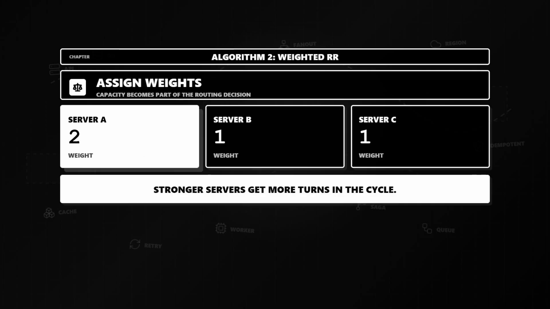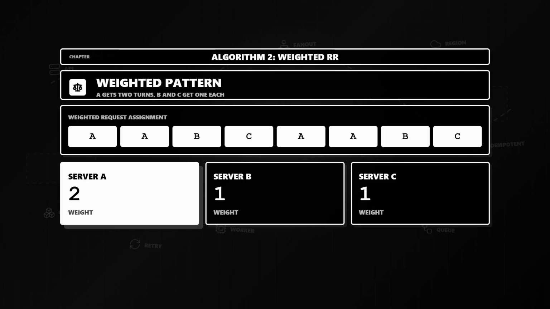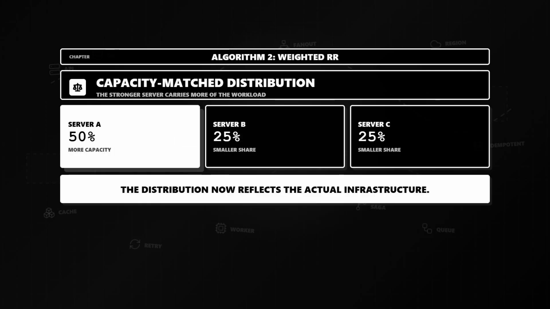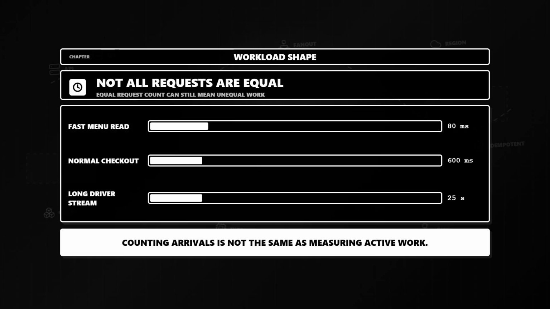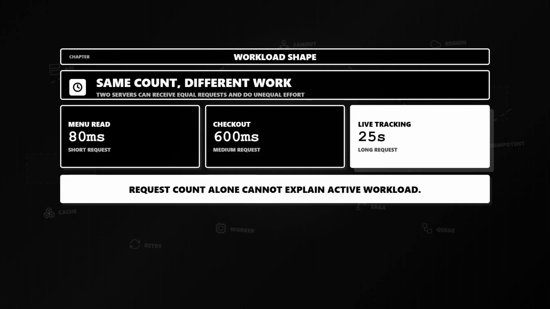Instead of treating every server equally, we assign weights. If server A is twice as powerful, it might receive twice as many requests as server B and server C. Now the traffic pattern looks more like A, A, B, C, then A, A, B, C. Again, the stronger server carries more of the workload while the smaller servers handle less. The result is a distribution strategy that better reflects the actual capacity of the infrastructure. Sounds great, right? Well, FoodDash soon discovers another problem.